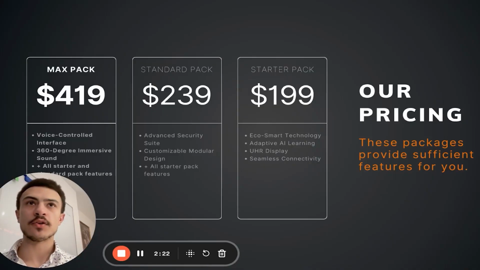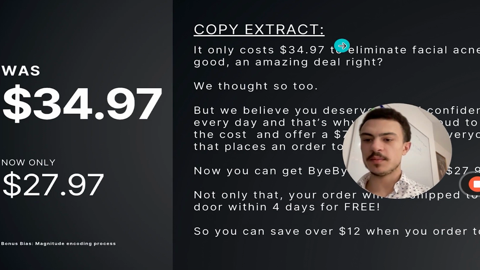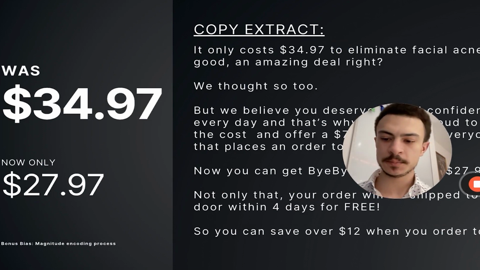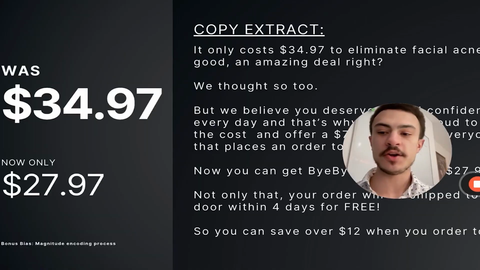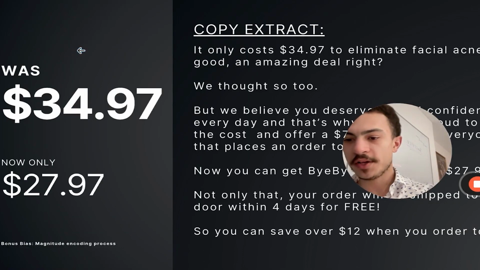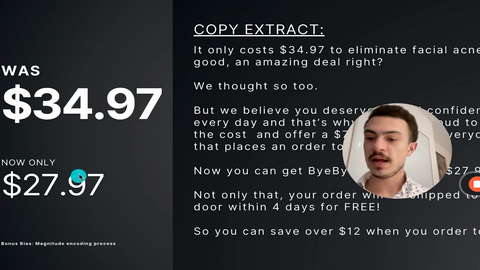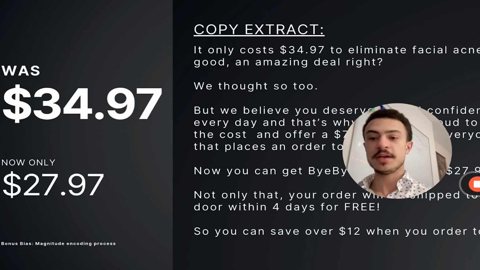But let's take a look at another example. I'm sure you've seen this before, the was price and now price, whether you're out shopping or online or whatever. This is probably the most common way of anchoring price. So you'll have the was price, $34.97. And then you'll see the now price, which in comparison looks a lot lower because you're already anchored to the higher price. But within this, there's another effect going on.